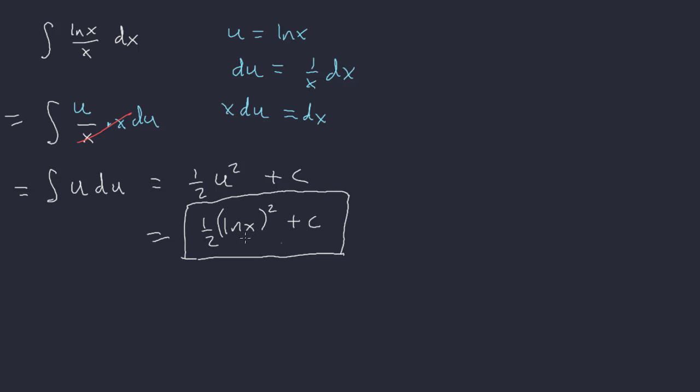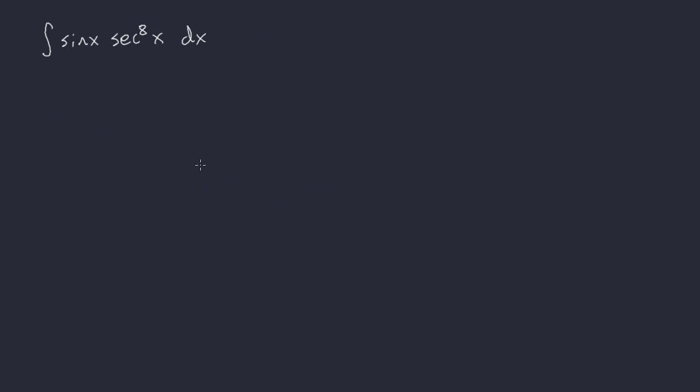Now, I'll leave it up to you to check whether that gets us back to where we started. But be on the lookout for some weird things like this. There's a lot of weirdness that can come up with u-substitutions that you might not anticipate. For example, let's say we have sine of x times secant to the 8th of x. You might think, oh, there's our stuff, right? It's secant to the 8th.